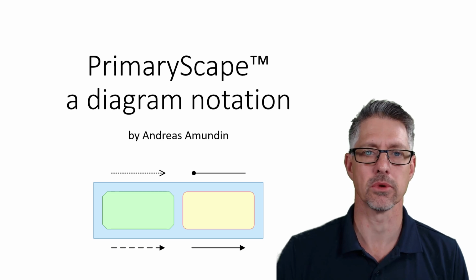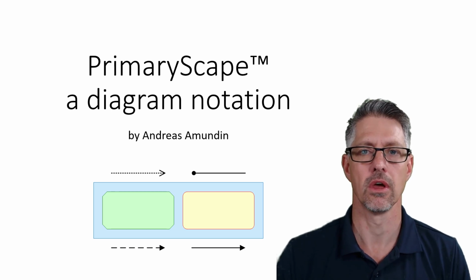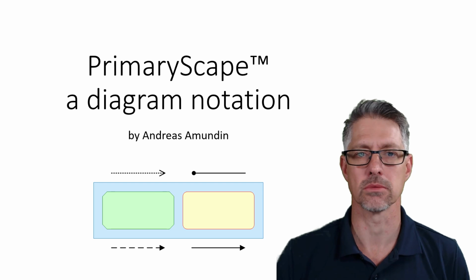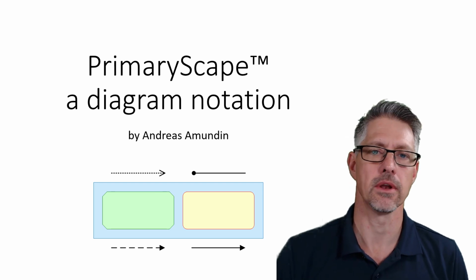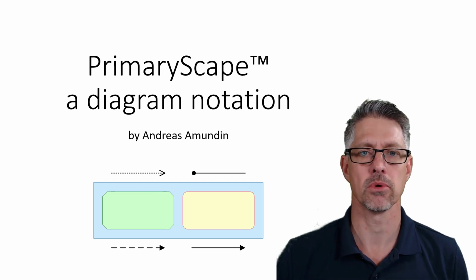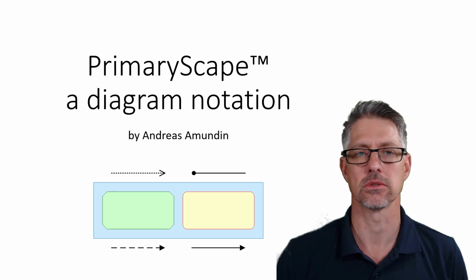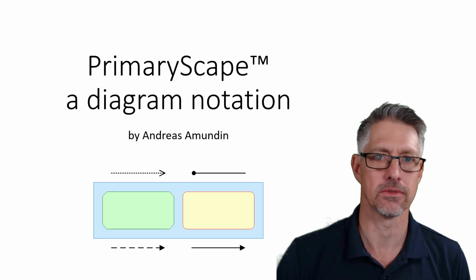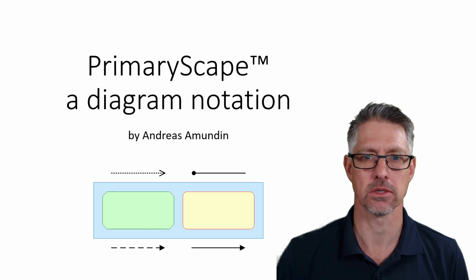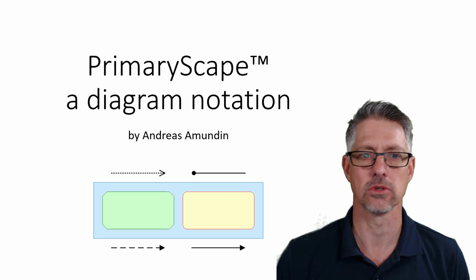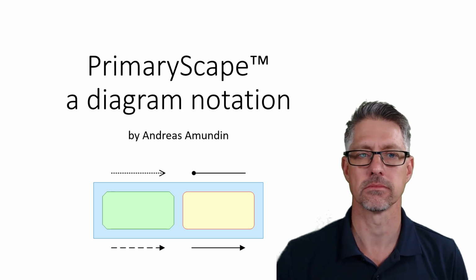My name is Andreas Mundin, and I've been using this notation to create diagrams and describe systems for many years. I created this notation because I needed a simple way to describe organizations and to communicate ideas and solutions to different people. In this video, I will briefly explain the notation. Afterwards, you should be able to look at a PrimaryScape diagram and understand what it's about.